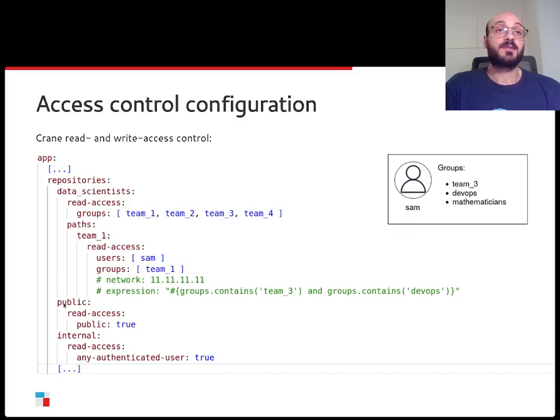Then the public repository, as I stated before, should be public, so it should be accessible for authenticated and unauthenticated users. To do this, we would use the public property and set it to true, and that would achieve the goal we have. So all the contents of the public repository are now accessible to any authenticated and unauthenticated user that is able to reach our Crane deployment.